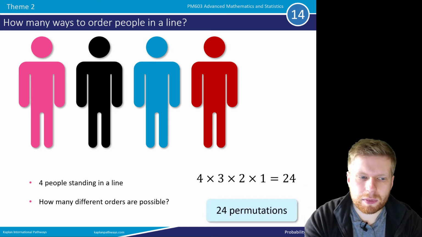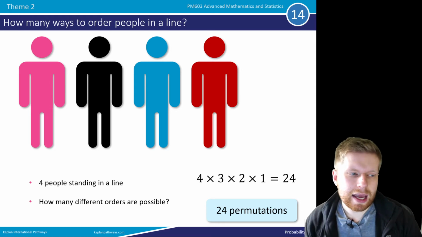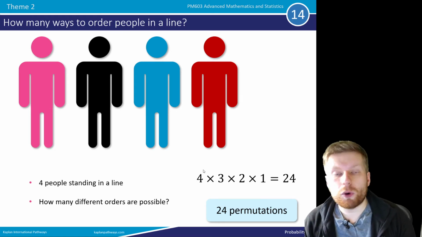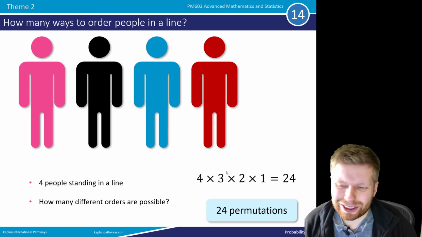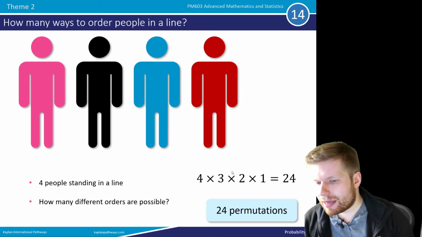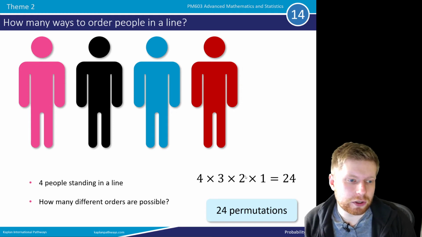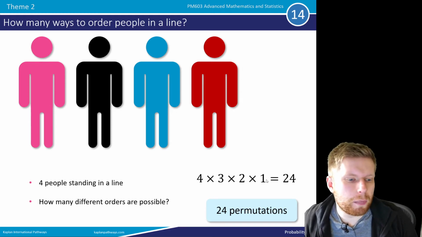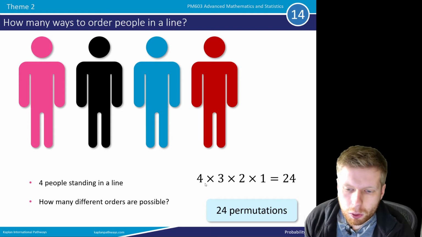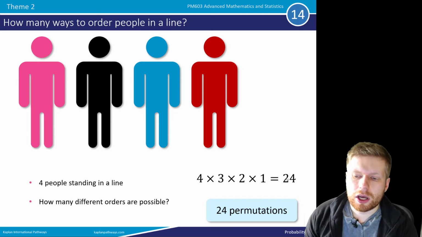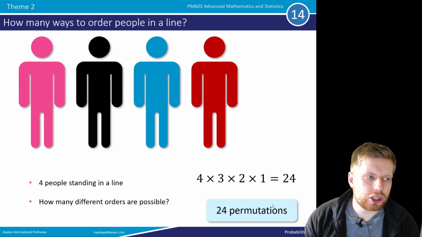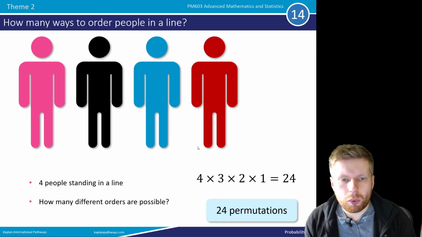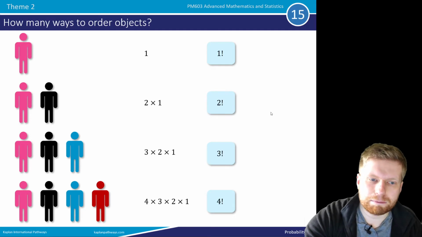So in this case, there's going to be 4 different possible positions, okay? In the first position, there's going to be 4 different possible people. In the second position, there's going to be 3 people left to choose from. In the third position, there will be 2 people left to choose from. And in the last position, there will only be 1 person left to choose from. So therefore, if you multiply the 4 by the 3, by the 2, by the 1, you get yourself 24 different possible permutations. Remember, permutations just means an ordering. So there are 24 ways of ordering these 4 people into a line.